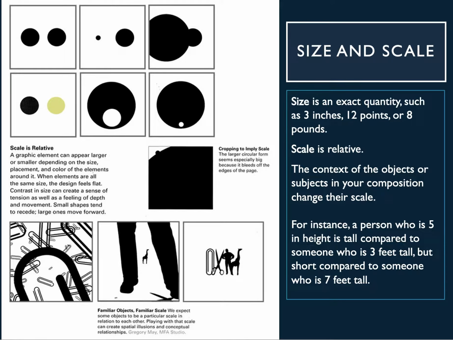So size is always an exact quantity, like 3 inches, 12 points, 8 pounds. Scale, however, is relative. And so you can see here are some examples on the left of how scale is relative. And it shows you some examples, especially the one on the bottom right, where you've got these paper clips that have different sizes. And so what happens in the first one is the larger the paper clip, the closer it is to you, because that's how scale is informational.